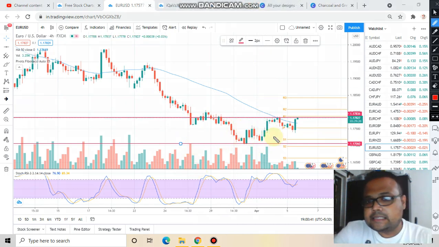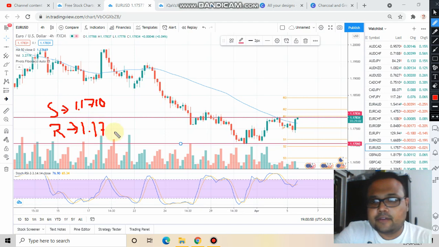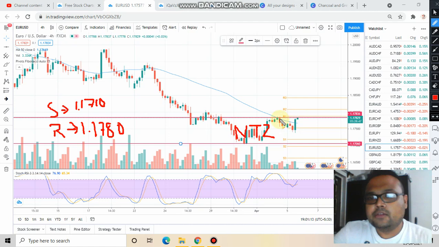As long as market is in this range, 1.1710 as this support, and 1.1780 on the upside, as long as market is trading between this range, this is our no trading zone. This is our no trading zone because we have already seen that 50 moving average is providing the required support to the market in the weekly time frame.